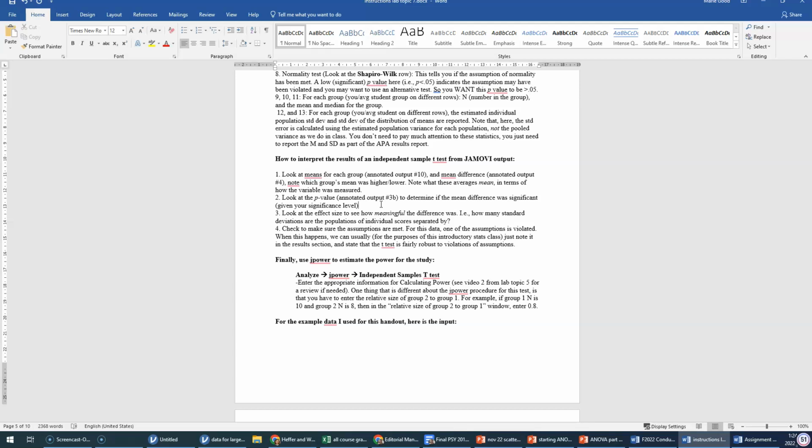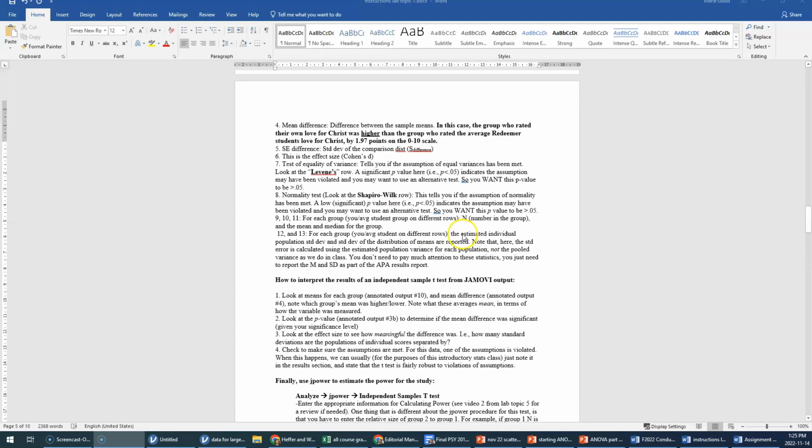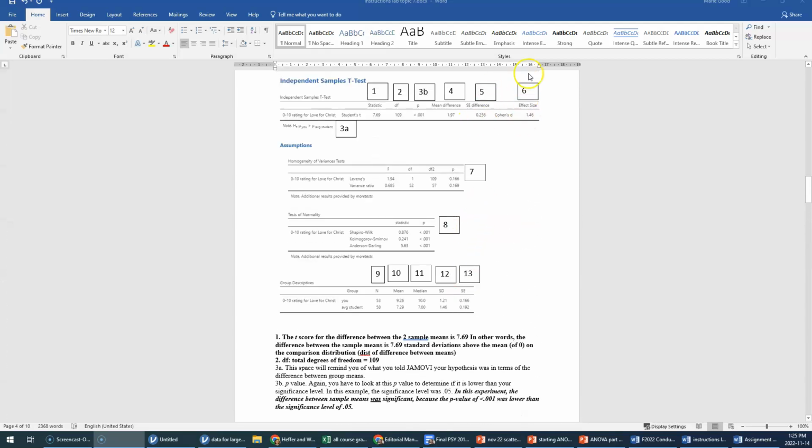The next thing we're going to do is look at the effect size to see how meaningful the difference was. And as always, the effect size tells us the extent to which the populations of individual scores do not overlap. A larger effect size means less overlap between the populations, which would be a more meaningful difference. So let's go and look at this. Effect size is where it usually is, at the end of this first table here.